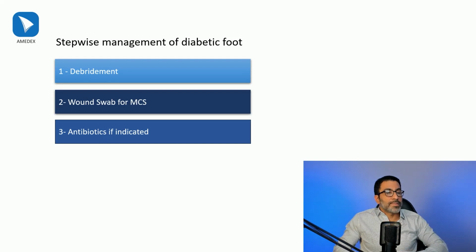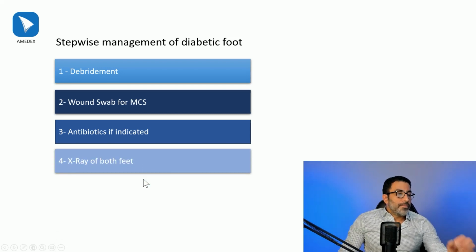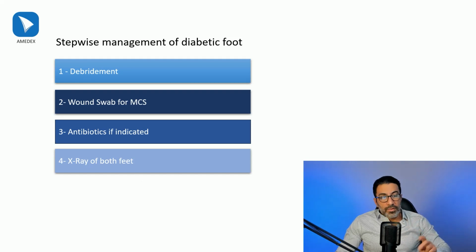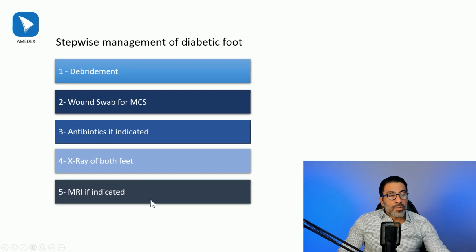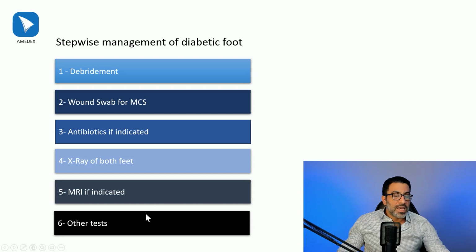So this is why we take swabs before we start the patient on antibiotics, if they are indicated. So we have 3 steps so far: 1, debridement, 2, wound swab for MCS, and 3, antibiotics if indicated. 4th is X-ray of both feet, not just the affected one, both feet for comparison. We're going to talk about that later on again. 5th step is MRI, only if indicated, not always. And at the end of the day, other tests we might consider for the patient.